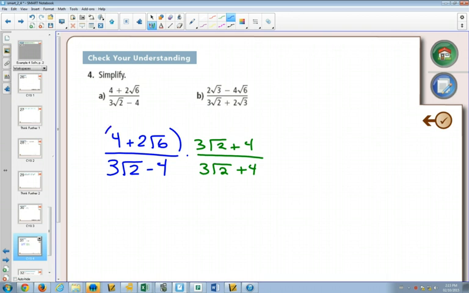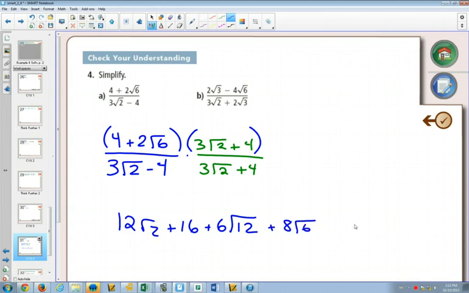So on the top, we think of this in brackets and this in brackets, and we would have to FOIL and multiply everything out. So 4 times 3 root 2 will be 12 root 2. 4 times 4 will be plus 16. 2 root 6 times 3 root 2 will be 6 root 12. And 2 root 6 times 4 will be 8 root 6. That's what you'll get on the top.